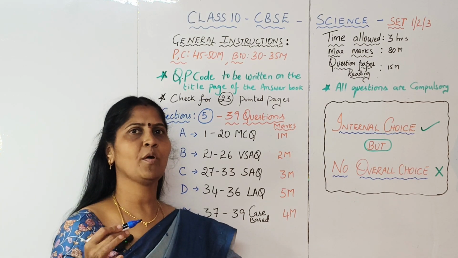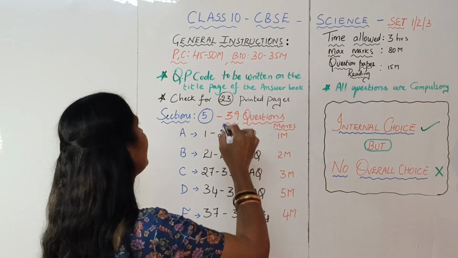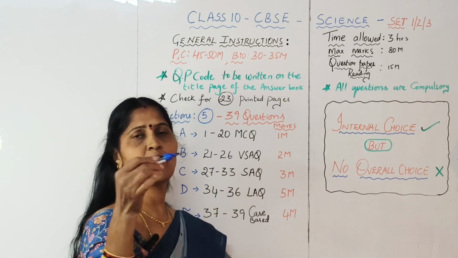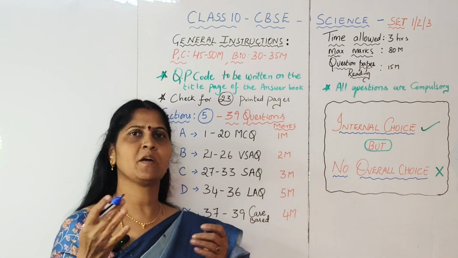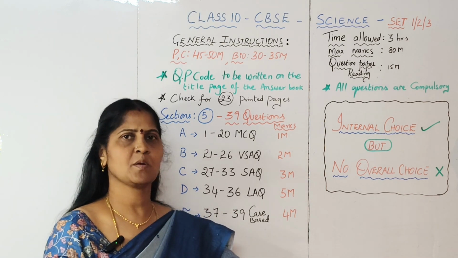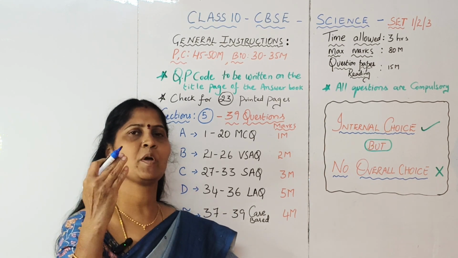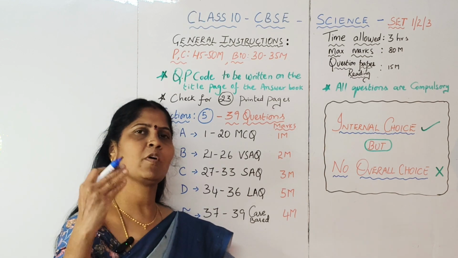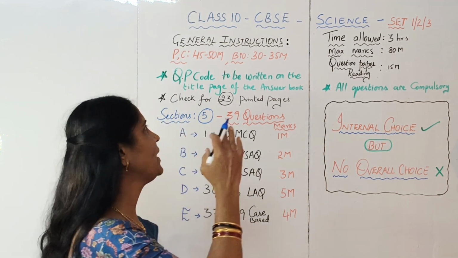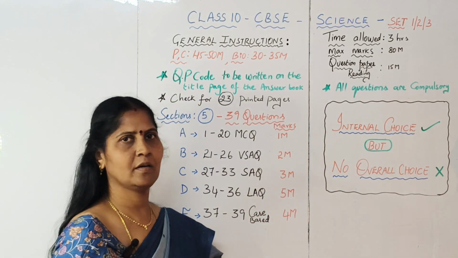So first thing you have to observe is, first the question paper code should be written on the title page of your answer book. So you will be provided with your answer book. On the title page of the answer book, the first page, you will write down the question paper code, which will be given on the right side of your question paper. It will be printed on the top.